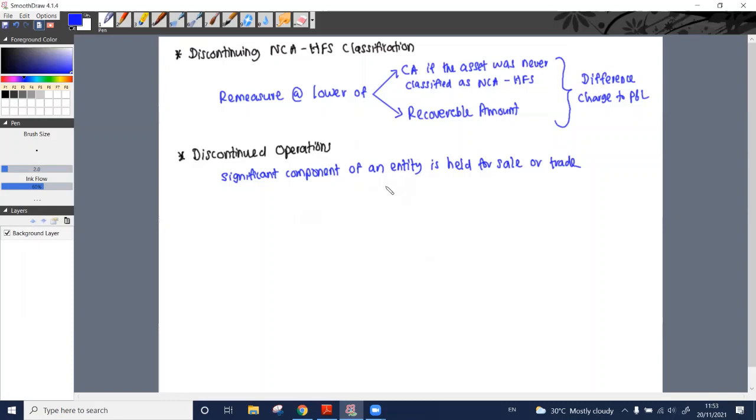A significant component of an entity is held for sale or trade. So what is this component? This component can be a business line. They can withdraw a business line. For example, the company decides we are no longer going to make baby items, so we withdraw and discontinue that business line. Totally, we are not going to operate anymore in this particular business line. We are not going to engage in baby items anymore. So we are going to discontinue that operation and sell that particular business line.